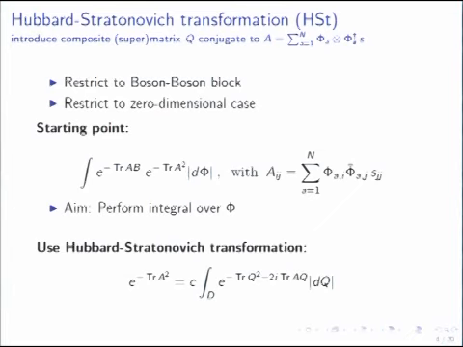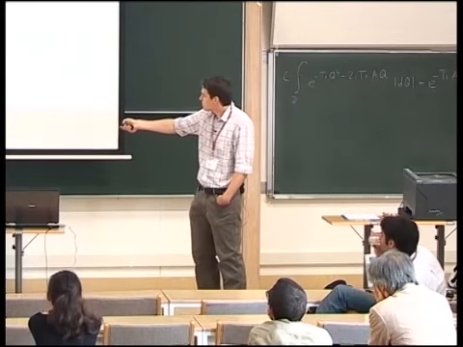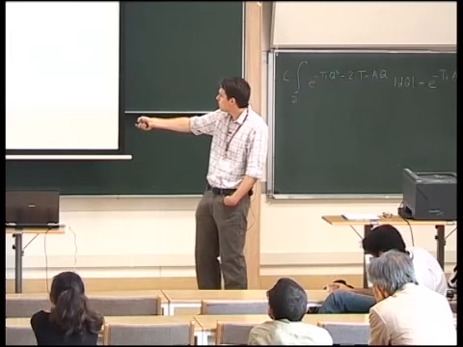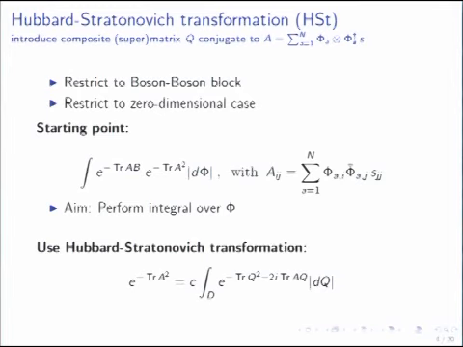The aim is to perform the integral over the phi, and this can be done using a trick called the Hubbard-Stratonovich transformation, where you replace this quartic term, which prevents you from doing the integral, by introducing auxiliary integrals over this matrix Q. These auxiliary integrations linearize this term. By introducing them, you can linearize this A term in the exponent. Then the integral is quadratic in the phi's, and you can just perform it.